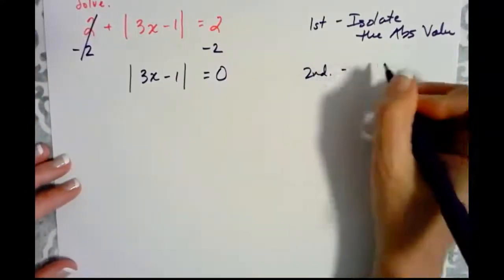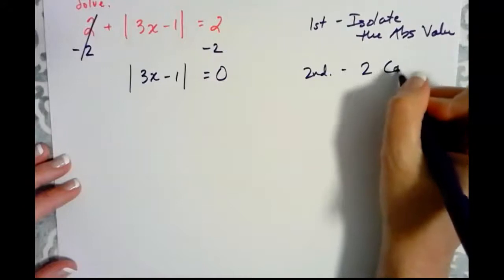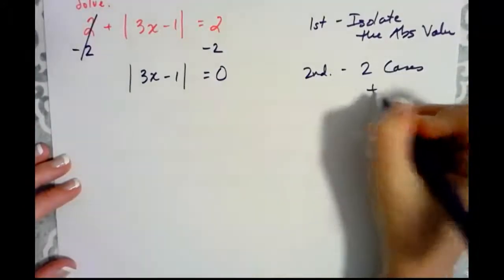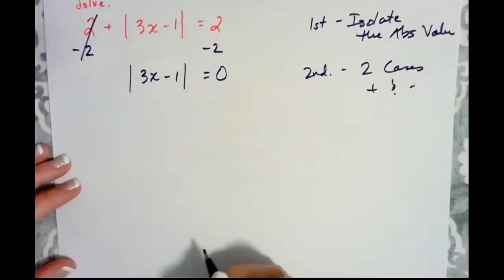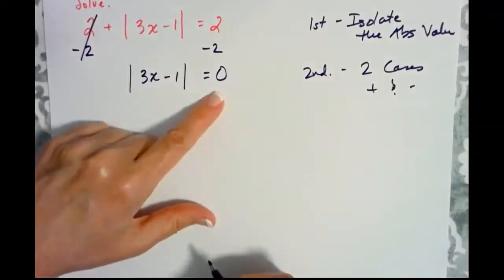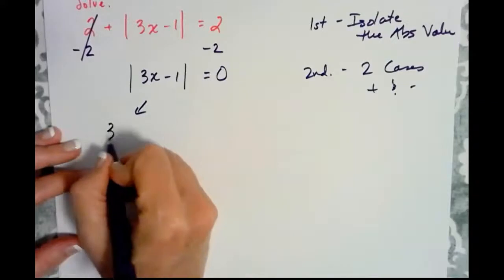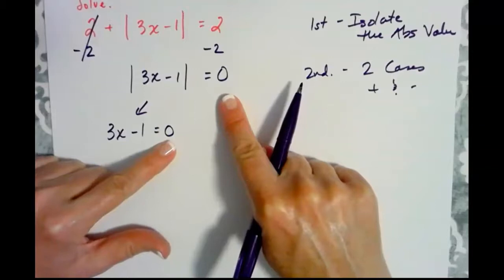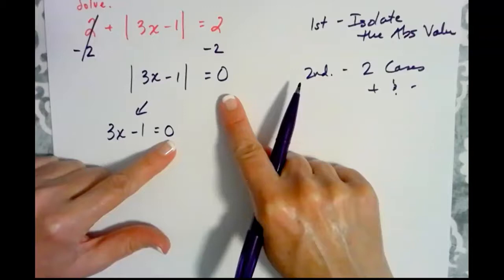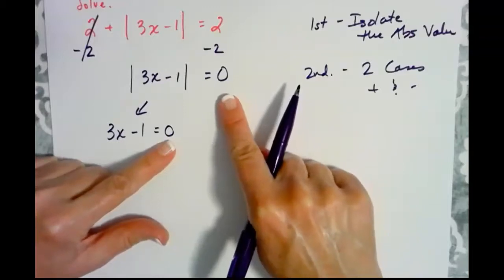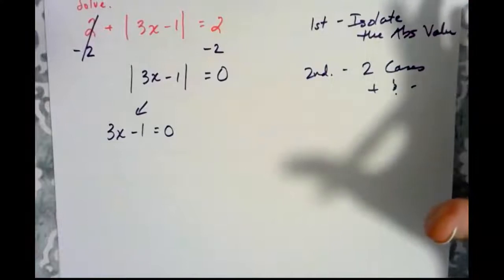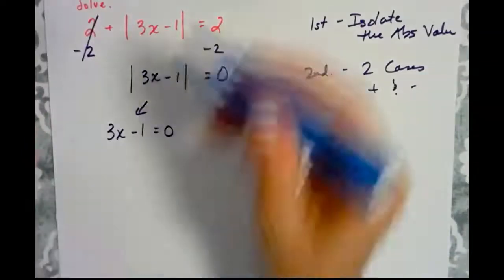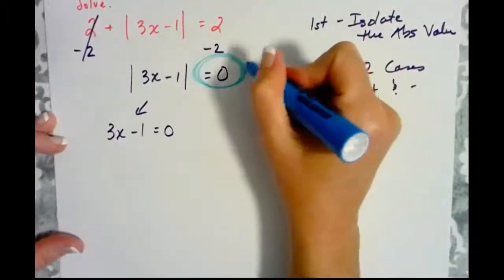So our second step is to find and set up our two cases, a positive and a negative. But we've really got to think about this, because my positive case, do I have a positive case? Is it possible to rewrite 0 as positive or negative? That's not going to happen because 0 is neither positive or negative. So this particular problem represents a very special case. Let's highlight the fact that we have a 0 here.